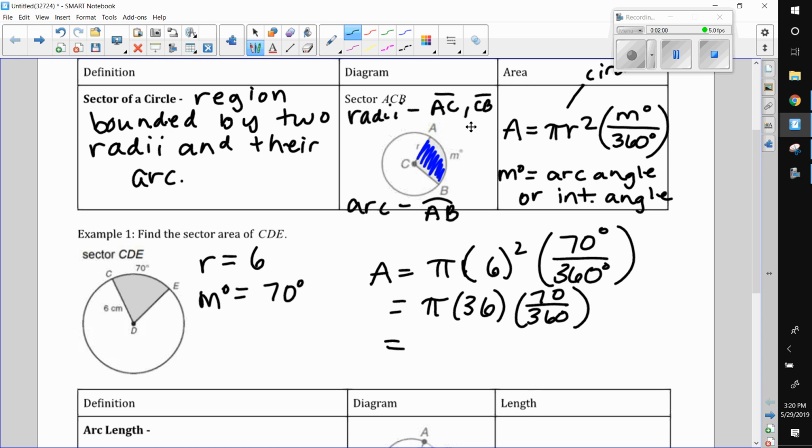If I put this into my calculator, I end up with 7 pi centimeters squared, or if it asks me to do a full round here, round to 2 decimal places, I end up with 21.99 centimeters squared. So either answer is fine, just like when we were doing the area before.